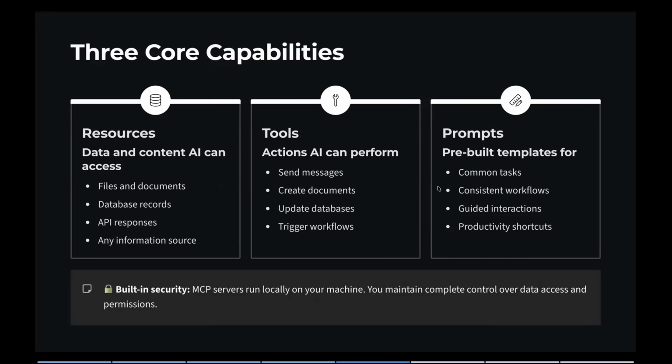What makes MCP special is that it handles all the messy details: authentication, data formatting, error handling. So developers can focus on what their integration should do, not how to make it work with every different AI model. And also, there's built-in security too. MCP servers run locally on your machine or your infrastructure, so sensitive credentials never get sent to the AI model itself. So you maintain complete control over what data gets shared and what actions can be taken.